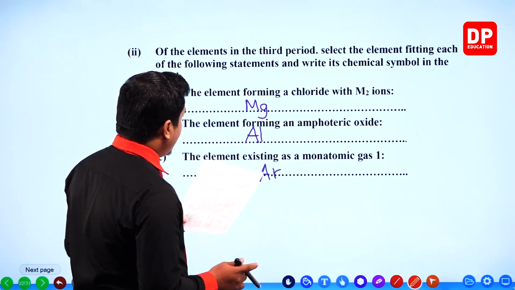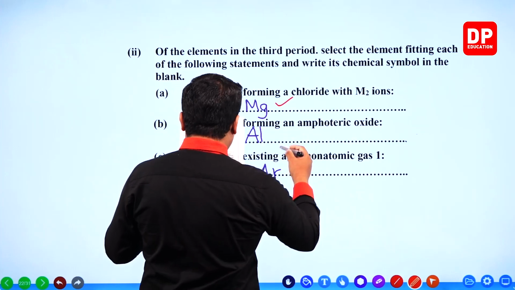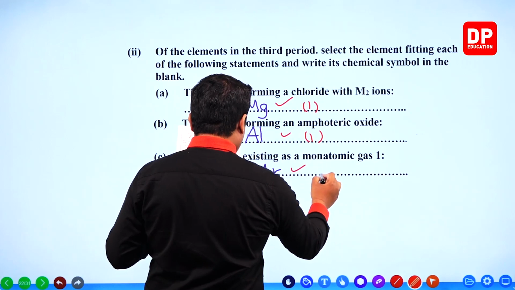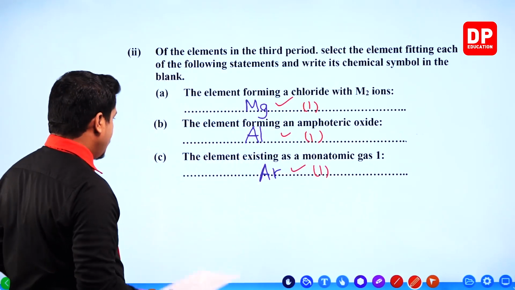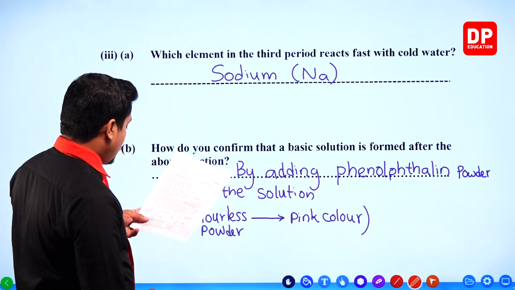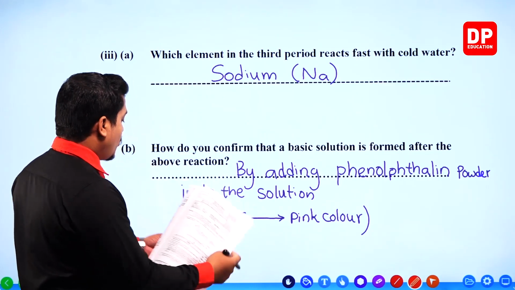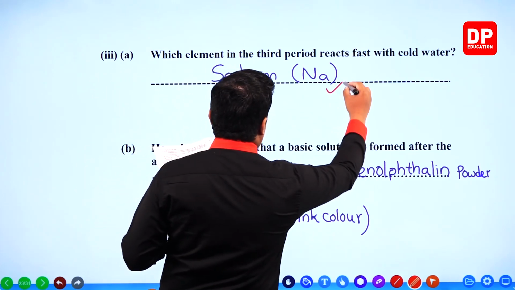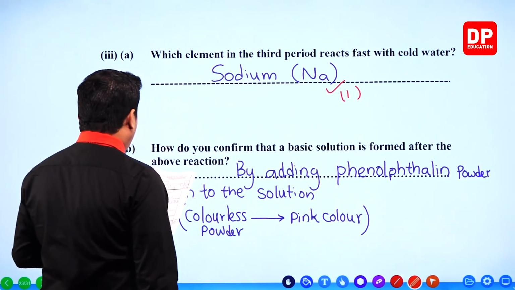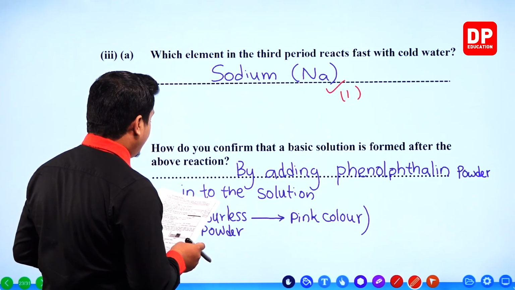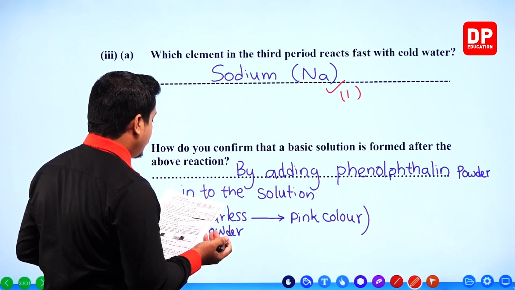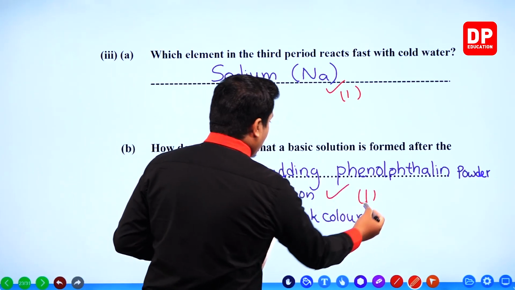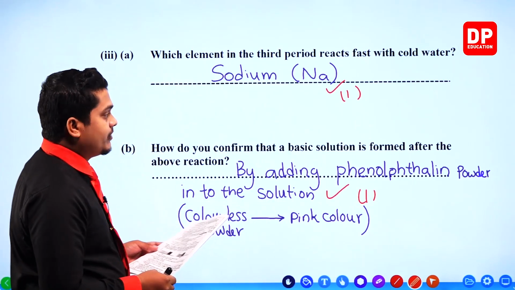So for writing magnesium, 2 plus ions, 1 mark. For aluminium, 1 mark. For argon, again 1 mark. Right. The next one, for writing sodium, it's the one which is going to react very fast with cold water, 1 mark. To identify, turning phenolphthalein into pink color or else red litmus, you can use any of these. However, you are given only 1 mark for that one, for any of the methods.